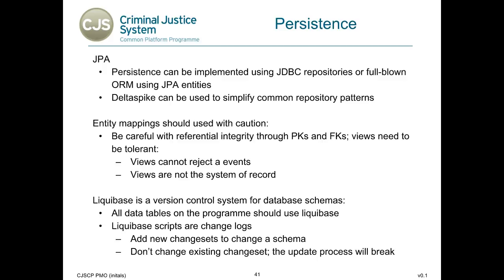So the other points to note on JPA is that we also have support for Delta Spike. Delta Spike has a library that works a lot like Spring Data, in that you can simplify a lot of common repository patterns simply by convention of your repository interface. So that can be used where necessary. We also have some test utils to support that, and also test utils to support testing of JPA repositories and entities as well. So we can do unit tests on those.